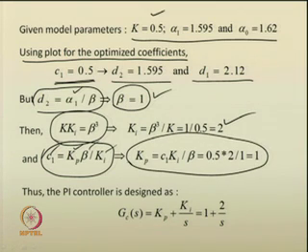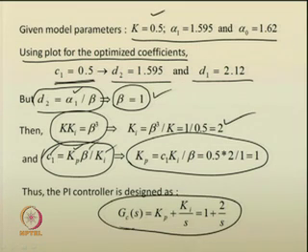Thus, we have been able to design a PI controller, which is given as G_C(s) equal to Kp plus Ki upon s, that is 1 plus 2 by s. What is expected from this controller? This controller must give us a time response, which is as we have seen for the standard transfer function.